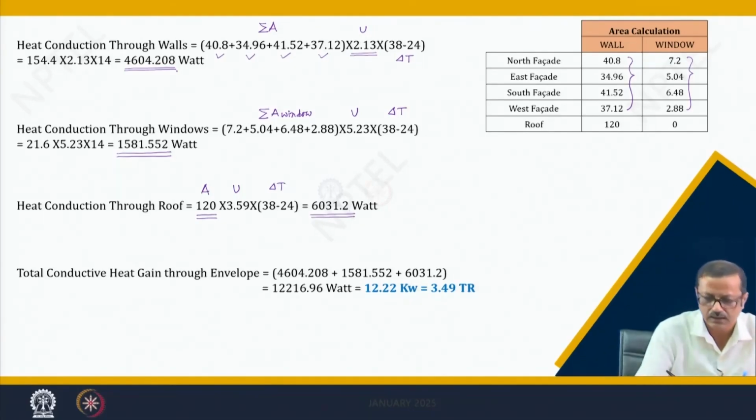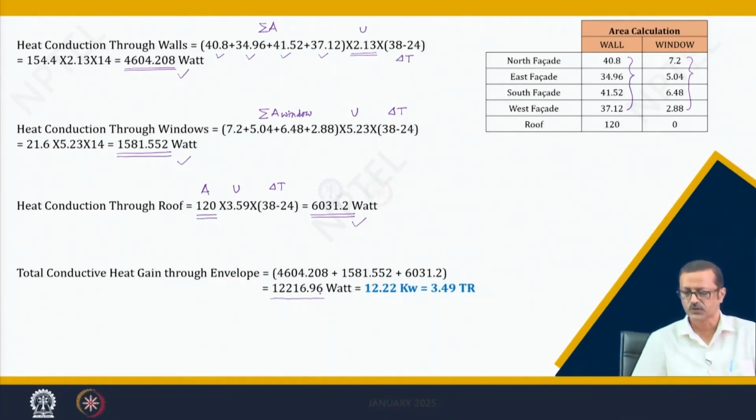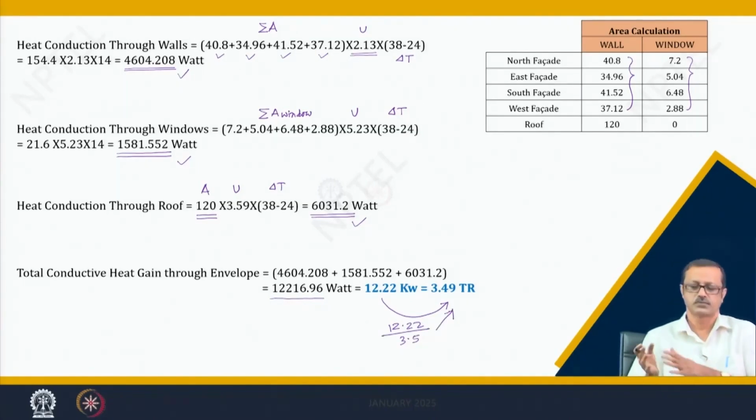So, these 3 can now be added, very simple, and then I found out that this is 12,216.96 watts. So, 12.22 kilowatt. So, that means almost 3.5 tonnage of refrigeration. So, this conversion is how. So, I have divided this 12.22 by 3.5 to get the TR from kilowatt to TR.